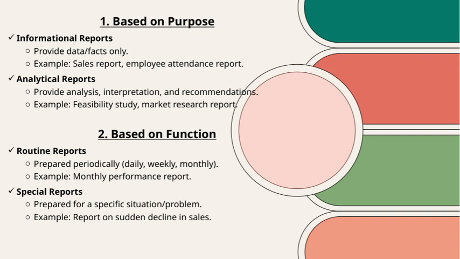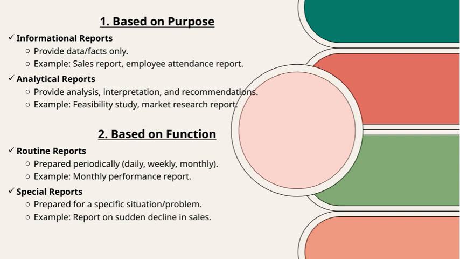On the other hand, we have special reports. These are created for specific situations or problems that require immediate attention. For instance, if there's a sudden decline in sales, a special report would analyze the situation and help identify causes quickly. Understanding these classifications helps us tailor our reports to meet the right needs, whether it's providing basic data, analyzing complex issues, or addressing urgent problems.